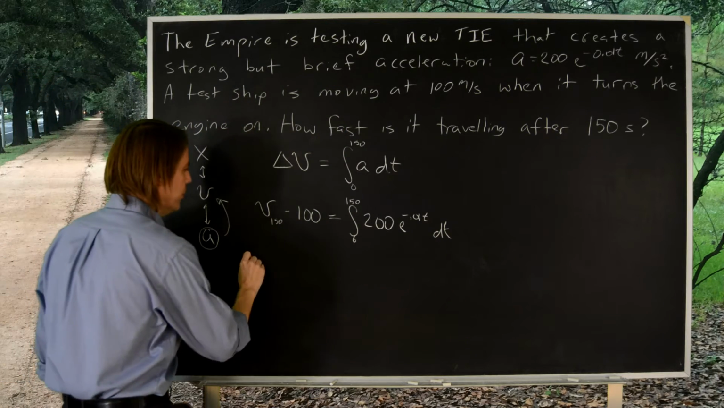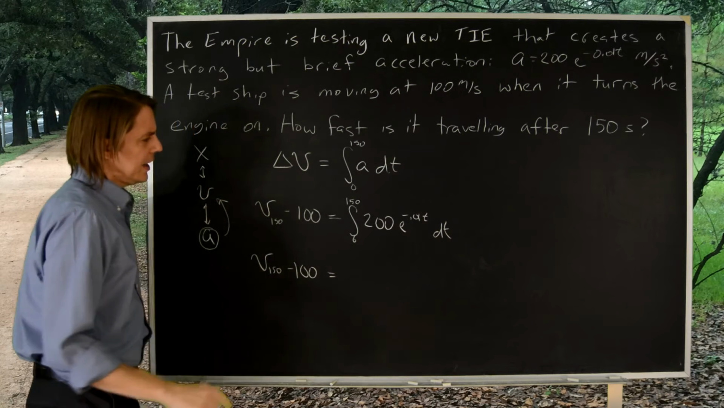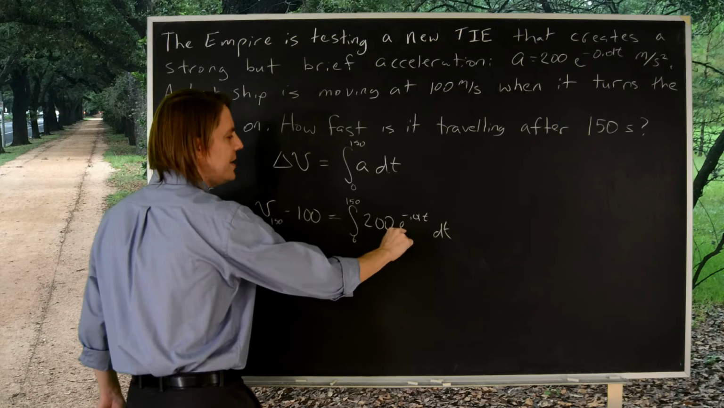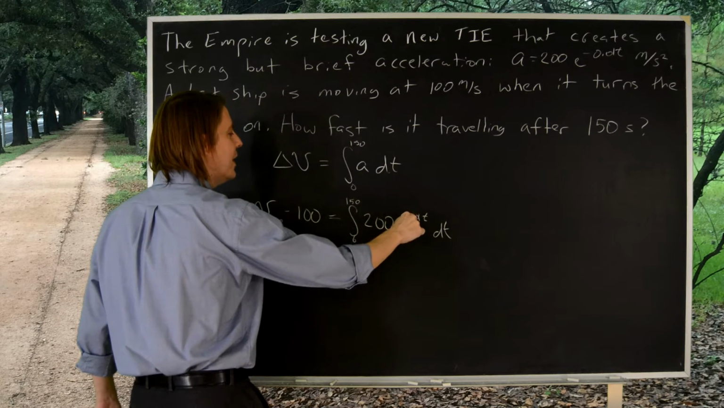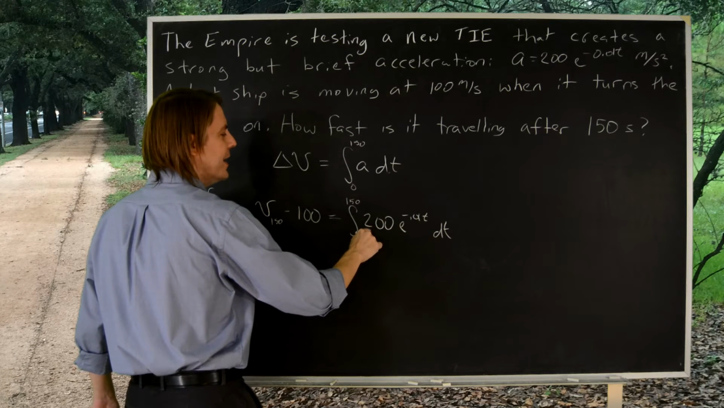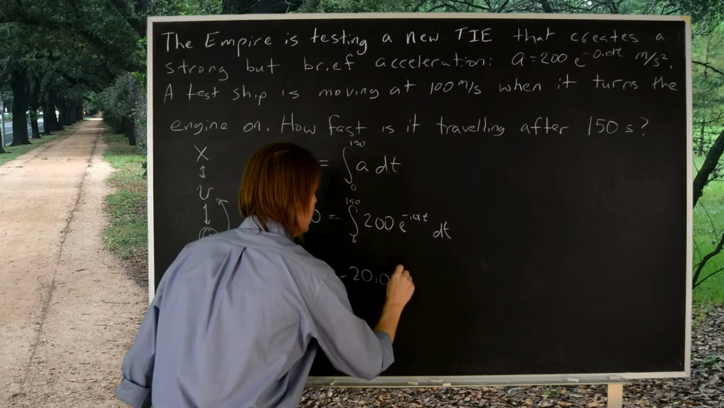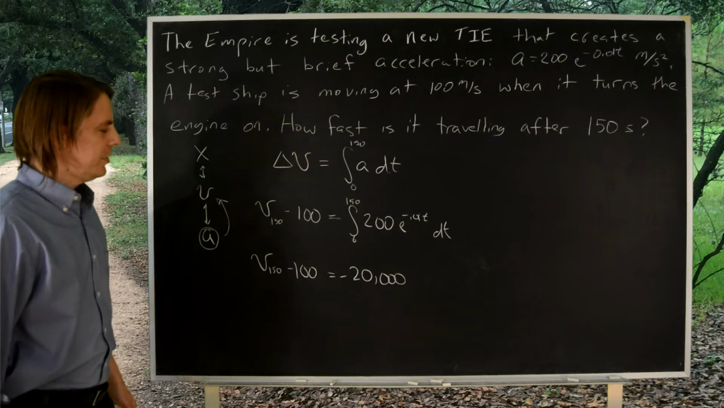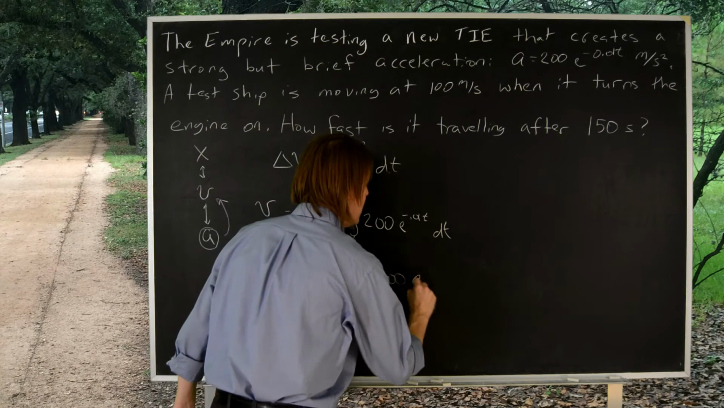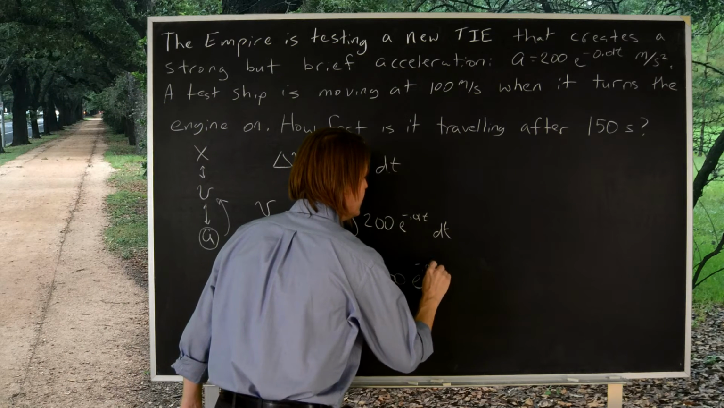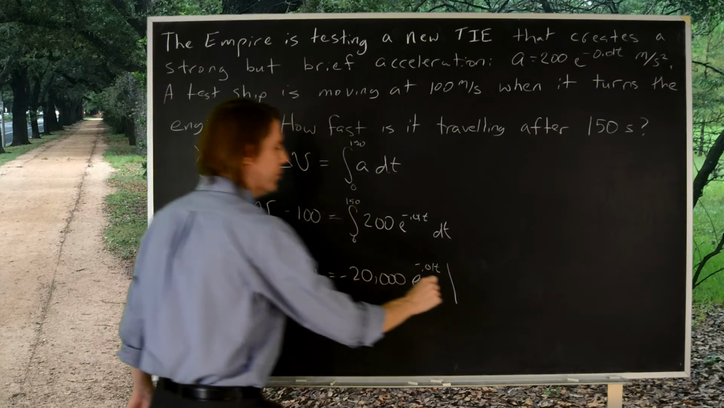All right, so let's see. V at 150, the one we're looking for, minus 100, that's the initial. And to integrate this, it remains e to the minus 0.01 t, and you divide by the derivative of this with respect to t. So you're going to divide this by negative 0.01. So it's going to become negative 20,000. 200 times 100, 20,000. Negative. Okay, and then it's e to the minus 0.01 t. And now that we've taken the integral, we've got to evaluate it from 0 to 150.